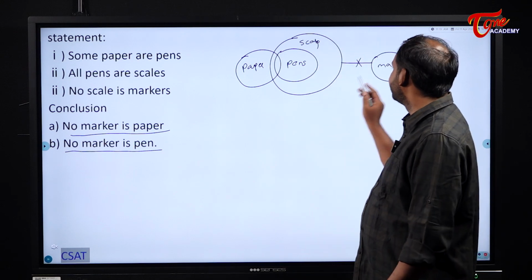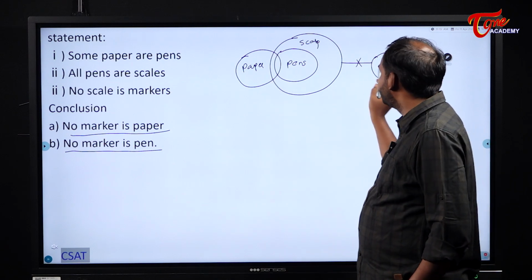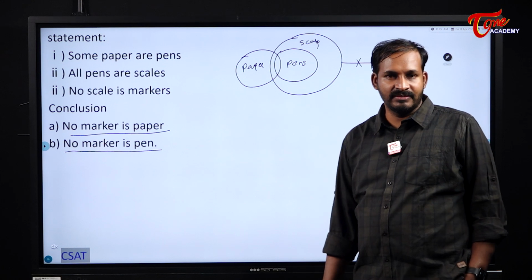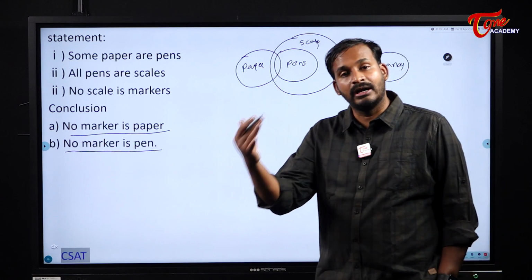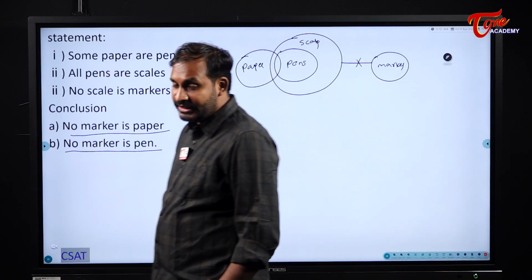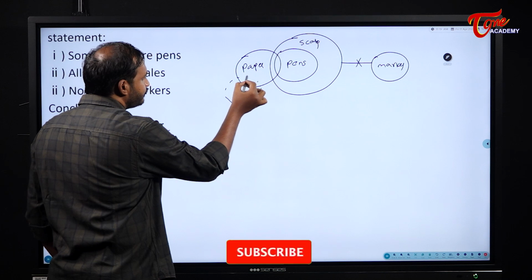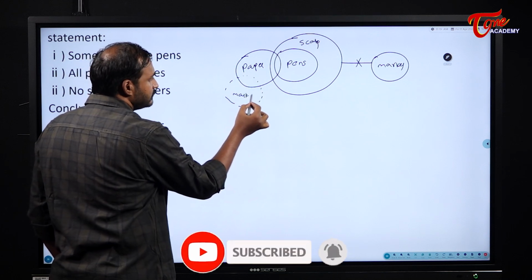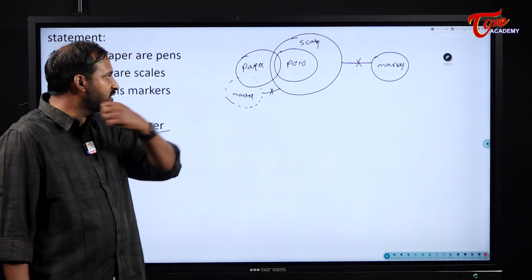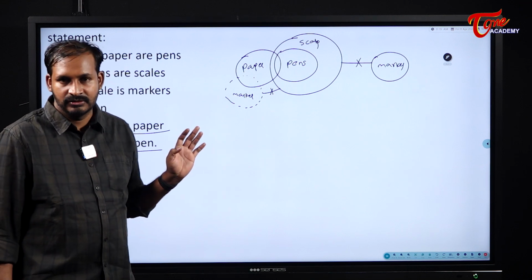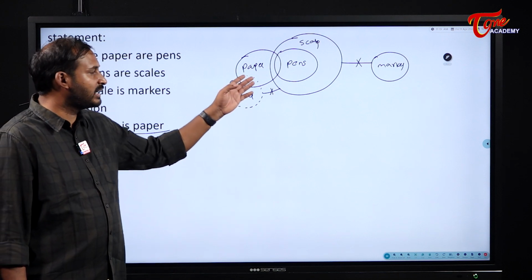No marker is paper. According to the basic diagram, no marker is paper. That is true, right? Why? Because there is no relation between marker and paper. So that is true. Then immediately what I will do? I will try to draw an alternate diagram. How? Now I will try to intentionally mix the marker with paper. That means I am going to draw the marker here. Now this is my marker and there is no relation between marker and scale. Is it contradicting my given statement? No. Why? Because there is no relation between marker and scale still here also. So can I draw here? Yes, I can draw, right? Why? Because some marker are becoming paper.